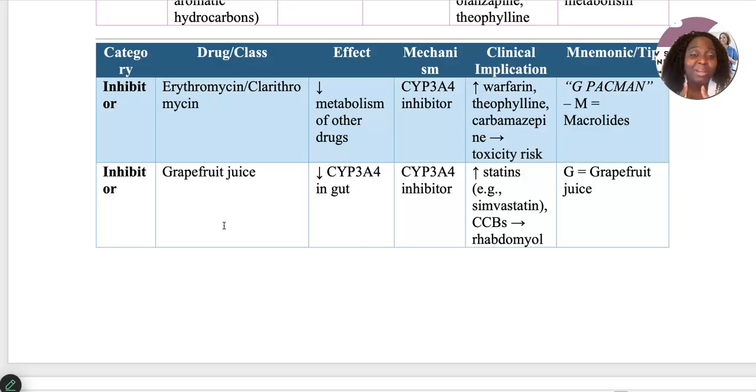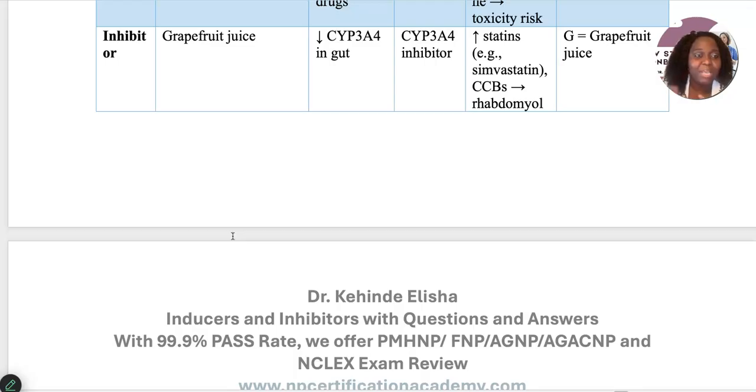Now, the mnemonic that you may want to apply is GPACMAN. I do not like mnemonics. To me, that is extra studying right there. I'd rather reinforce and reinforce and reinforce.